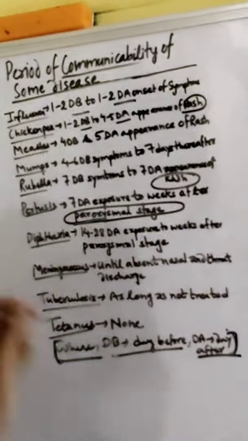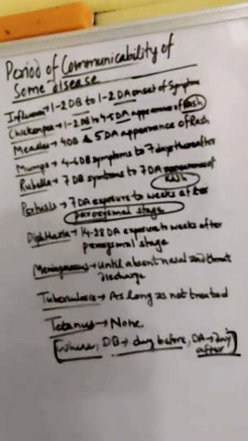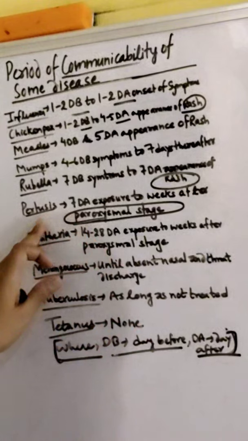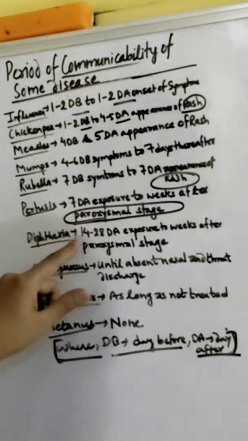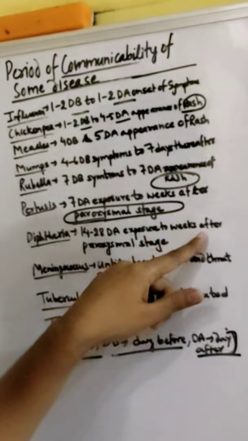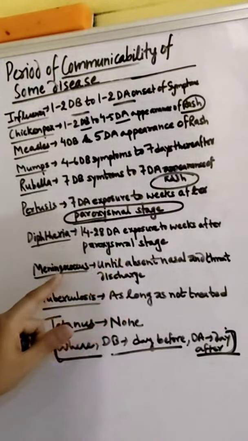So in the case of pertussis, there are 3 stages: catarrhal stage, paroxysmal stage. So pertussis; in the case of diphtheria, 14 to 28 days after exposure to weeks after paroxysmal stage.